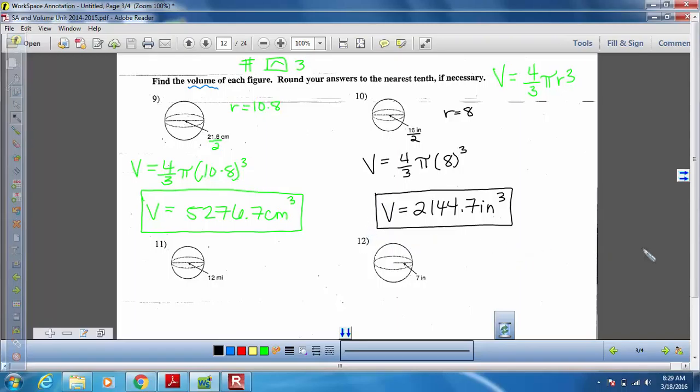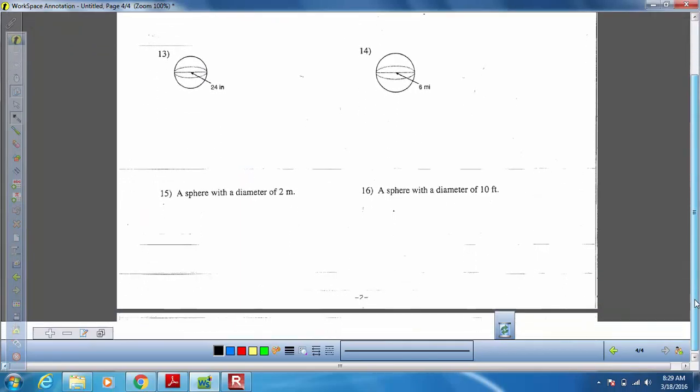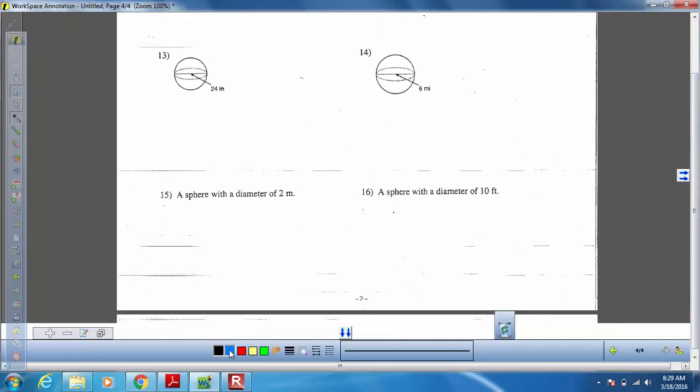Okay, and let's try a word problem now. So let's look at 15. In 15, it tells me that in the sphere our diameter is 2. Again, we do not use diameter for these problems, so we're going to have to take our diameter and divide that by 2, and so our radius will be 1.